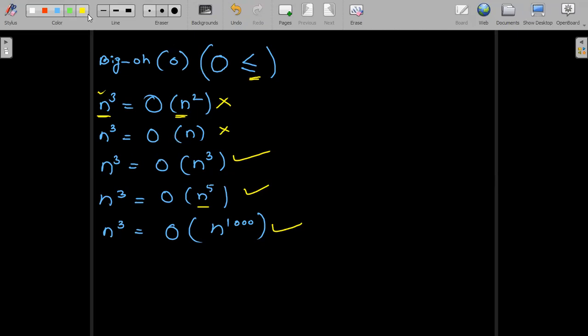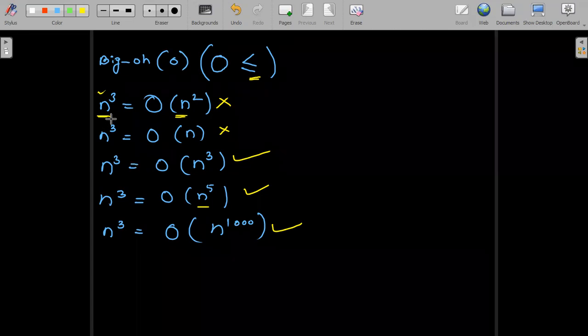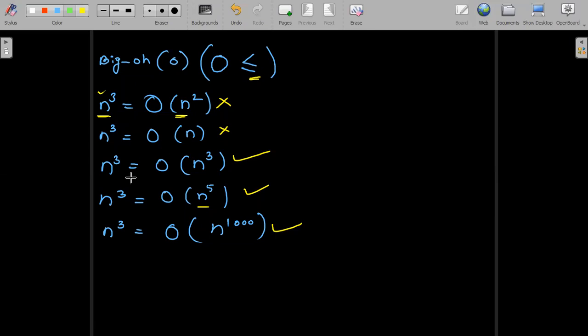In this, we already understood what it is, but I want to give a better name for something. When you hold the n naught value, with less than or equal to, here you can see n cube equal to big O of n cube. This one we will call a tight upper bound. It's a tight upper bound.